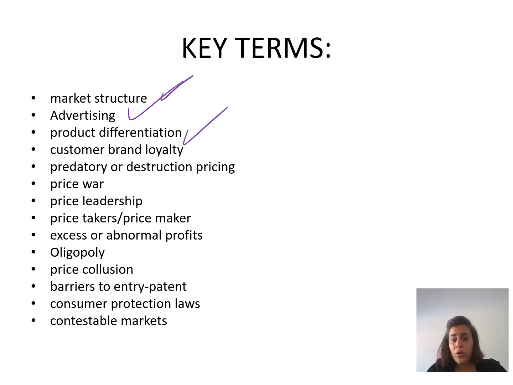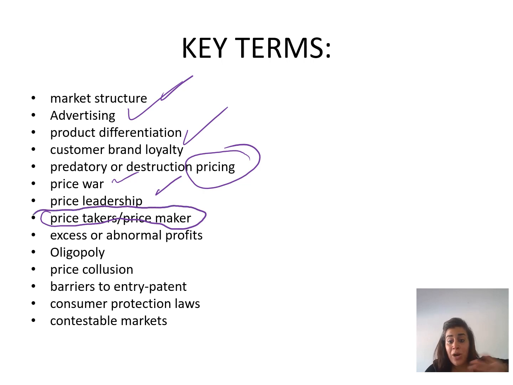Predatory or destruction pricing we will be talking about later, when I'm talking about competition and how companies compete against each other, and price war, price leadership, price takers versus price makers. Who is considered a price taker? Is it in competition or in a monopoly? And who is a price maker in a competition or a monopoly? Who makes excess or abnormal profits? What is an oligopoly and price collusion? These two are related to each other.